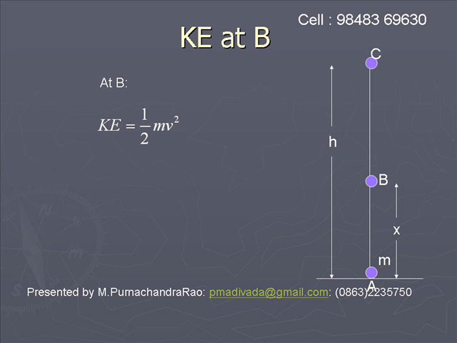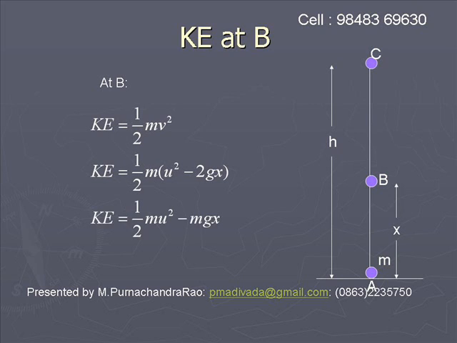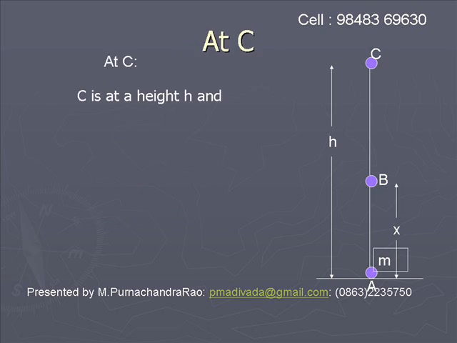Kinetic energy at B is half mv square, because velocity at B is v. But v square is equal to u square minus 2gx. Therefore, kinetic energy is equal to half m into u square minus 2gx, that is equal to half mu square minus mgx.